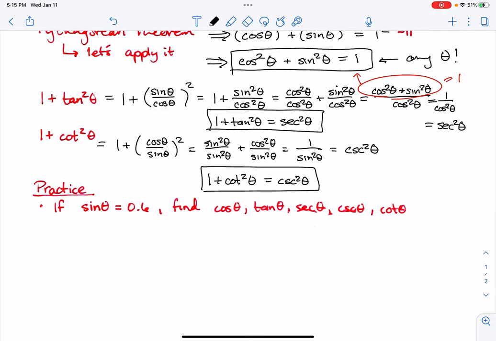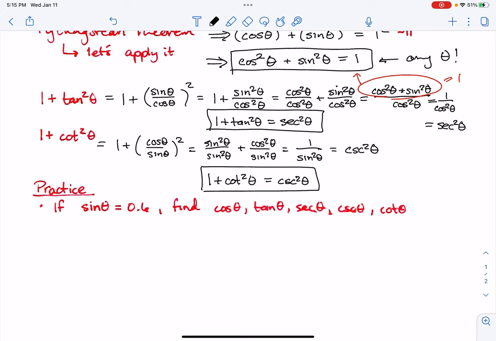They'll say if cosine or sine, in this case we have sine, is equal to 0.6. They want you to find everything else. And you might be wondering, well, hang on. We don't know what the angle is, right? It's just theta. What is the angle? Could be anything, right? But we still actually have enough information to solve this problem.